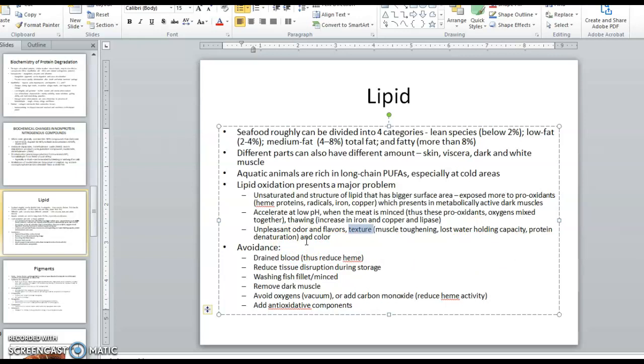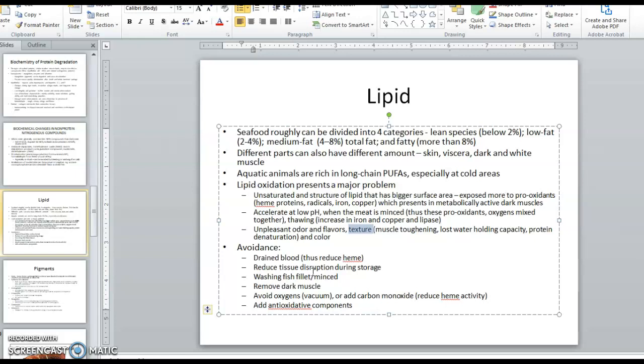How to avoid the rancidity of lipid? The first thing we can do is drain the blood of the seafood, so we reduce the heme or pro-oxidants that can come in contact with the lipid. We can reduce the tissue disruption during storage, because if the tissue is disrupted in the seafood, it can release all the pro-oxidants and lead to lipid degradation. We can wash the fish fillet or the minced fish to remove all the pro-oxidants. We can remove the dark muscle.